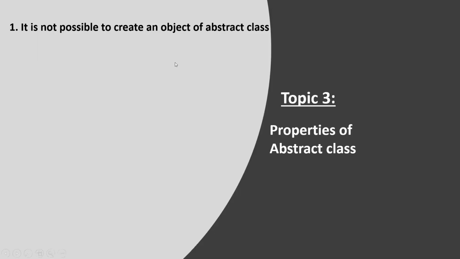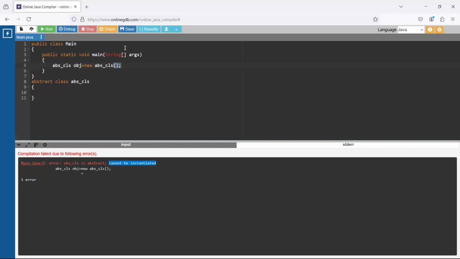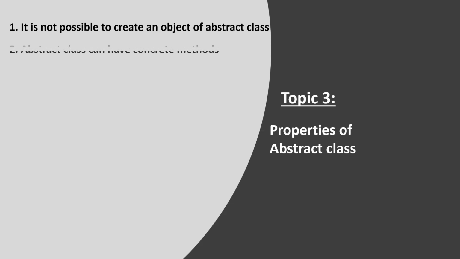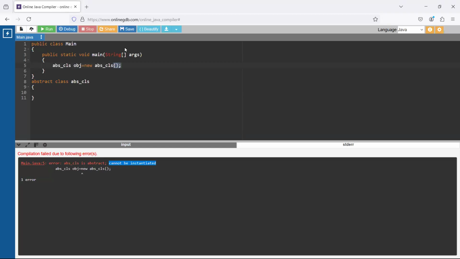Here, I am trying to summarize all the properties that might be asked during the interview, so just revise all of them. It is not possible to create an object of an abstract class. We have seen it here with these simple examples, and you can try it by yourself as well. The second point is that an abstract class can have concrete methods, which we have already checked. It can have some real methods.